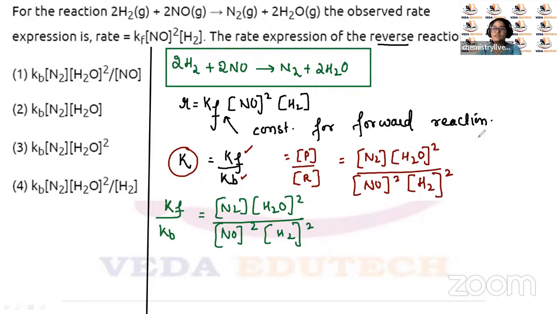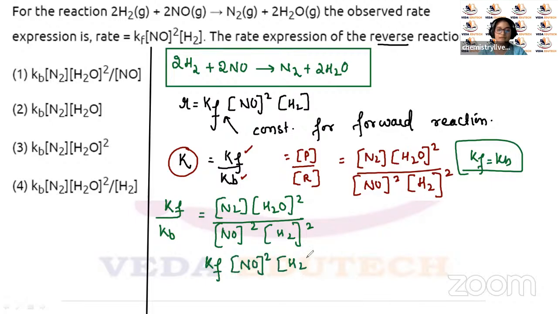We know that at equilibrium, Kf equals to Kb, right? Kf equals to Kb. So can I write it in this term that Kf into NO whole square H2 whole square is equal to Kb into N2 H2O whole square. See, now you are not going to make a mistake here, children, because this is present in your option, but this is not going to be your answer.